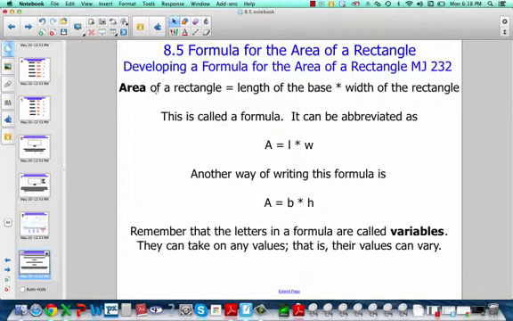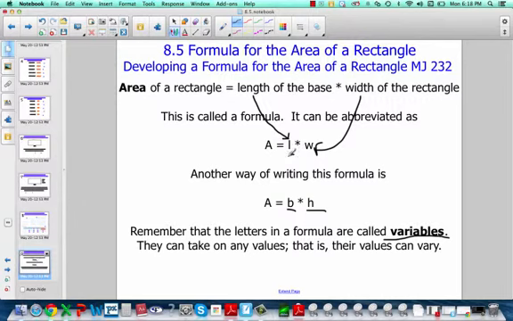Again, we said the area of a rectangle equals length of the base times the width, and this is called a formula. So it can be abbreviated as A equals L times W. Remember, length was the L and width was the W. But we can also write it as base times height. Remember, these mean the same things, and these letters are just variables, which means they can stand for any number that I put in here.